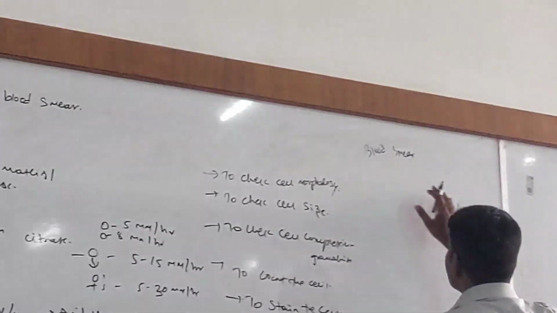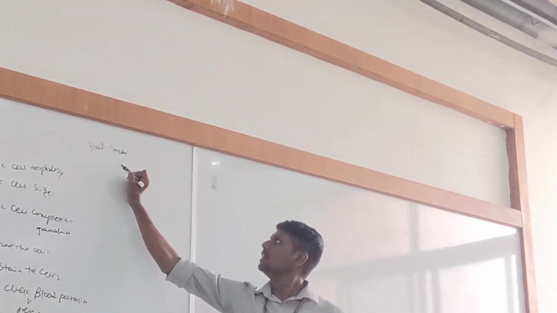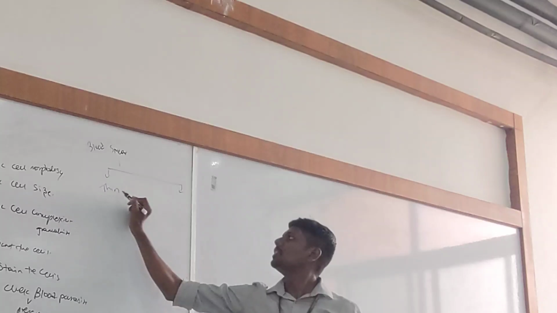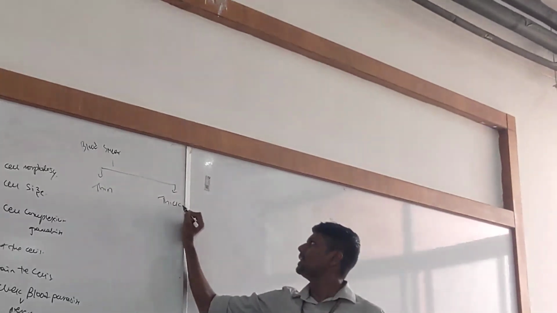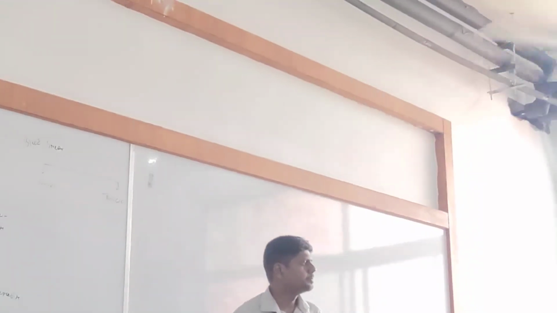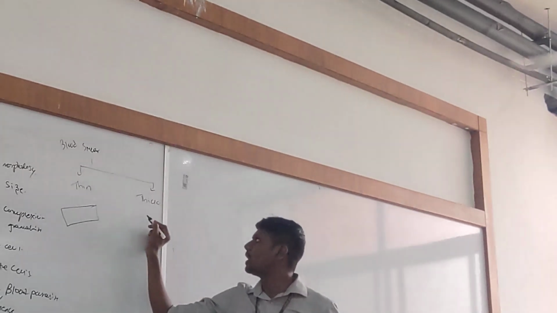Now listen. There are broadly two types of blood smears. What are those? Can you tell me? Very good. Thin and thick. So what is the difference between thin and thick? Tell me, students, simply. Thin blood smear means what and thick means what?